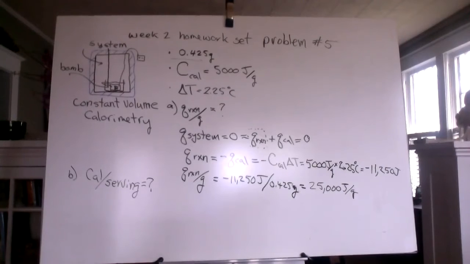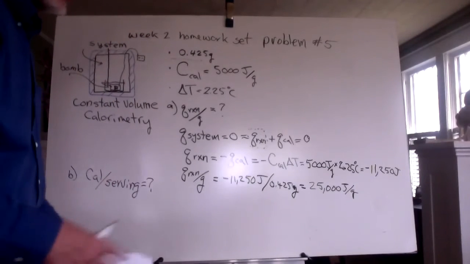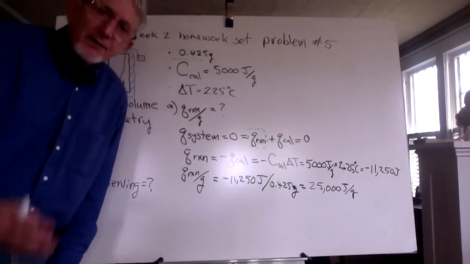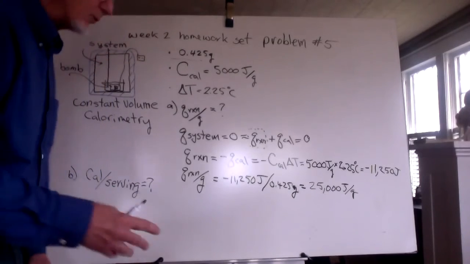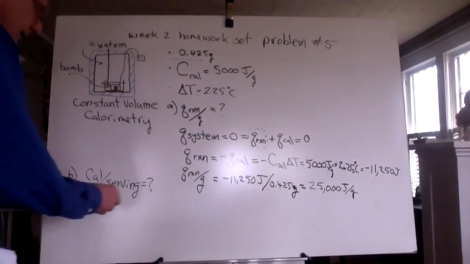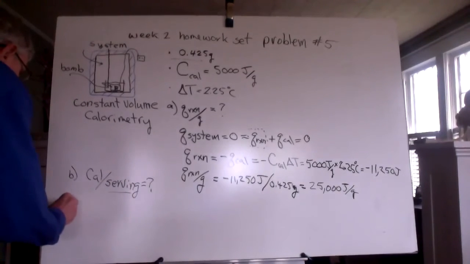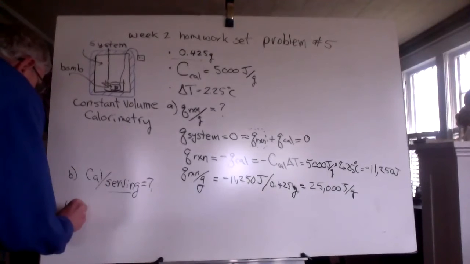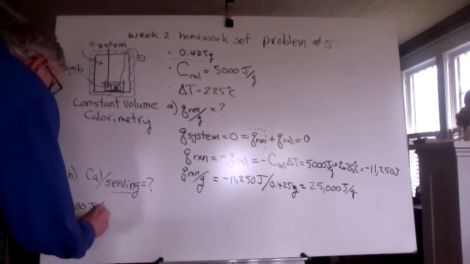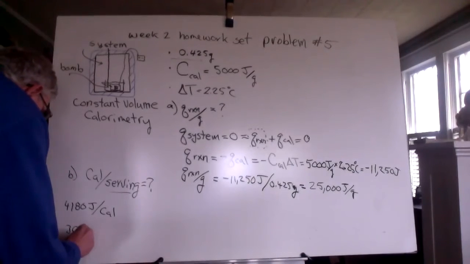We want that. Now calories is a unit of energy. Joule is an energy unit, and calories is an energy unit. We typically use calories when we talk about the energy associated with food products. So we're going to need to change joules in our answer from part A into calories, and we need to convert grams into quantity of serving. And the information for doing that is in the problem. It turns out that there are 4,180 joules per food calorie. And it turns out that there are 30 grams per serving.